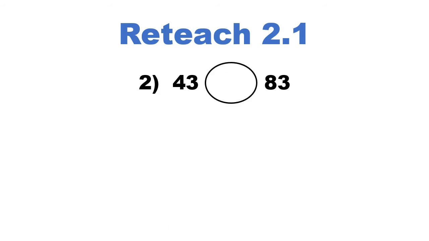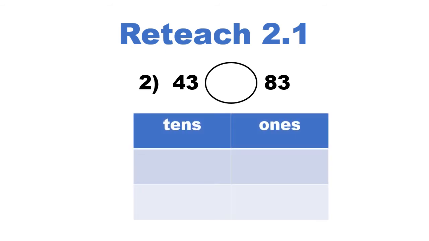Let's try number 2. We will compare 43 and 83 by placing them in a place value chart. Here is my 43 and here is my 83. Now remember, in order to compare numbers, we have to start with the greatest place. In this case, it's the tens column. I have a 4 and I have an 8. Which one of those digits is the greater digit? That's right. It's 8. So knowing that 8 is greater than 4, try to put in a symbol to show comparison of 43 and 83, and we'll come back in just a moment to check out the answer.